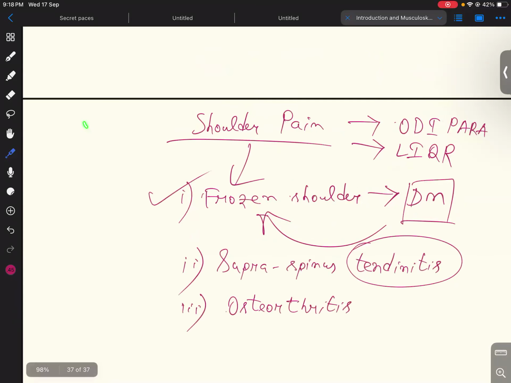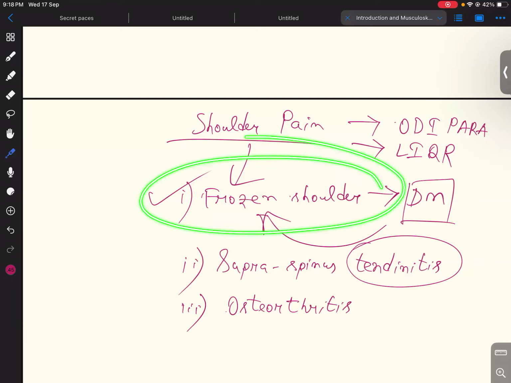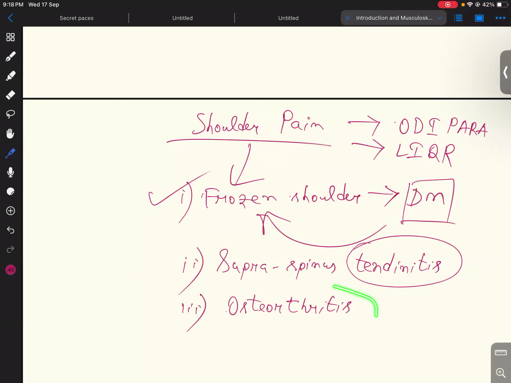So this is all about shoulder pain. It comes as a case of frozen shoulder. You will get a clue from the past medical history of diabetes, but the differential diagnosis is supraspinatus tendinitis. In supraspinatus tendinitis, the anterior part of the tip of the shoulder will be painful, and passive movement will be possible. Passive movement will not be painful, but in frozen shoulder, active and passive movement both will be painful. And in osteoarthritis, you will find crepitation. So you just have to tell the differential diagnosis. So this is all for shoulder pain.